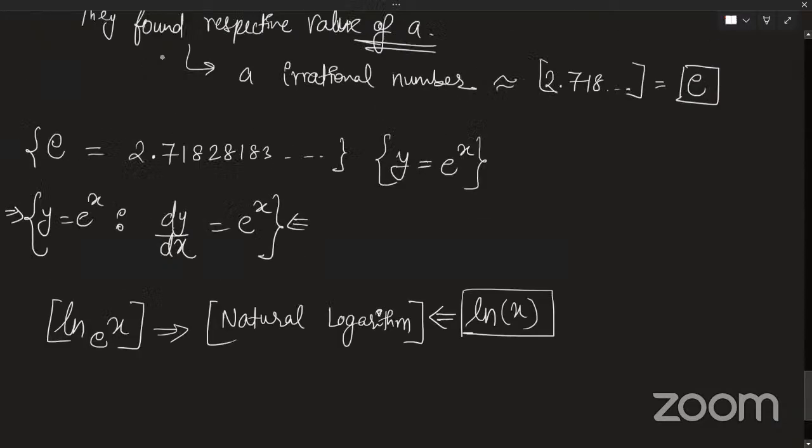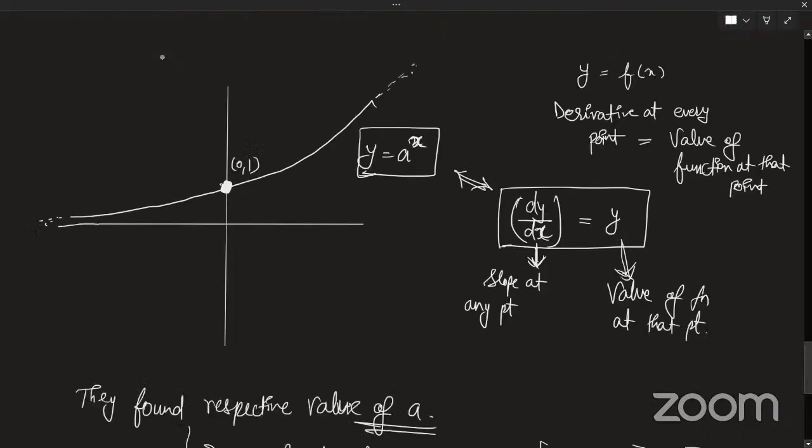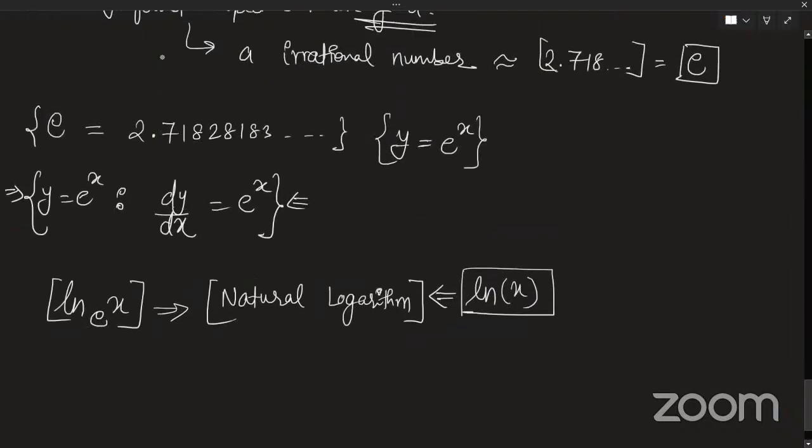So how will the graph of e raised to x look? Obviously, it will be like this only. It will be of the form a raised to x only. It will pass through (0, 1), but it will have a special property attached to it. The special property is that if I take any point on the curve, the slope of the tangent that I get will be equal to the value of y where the tangent is drawn. That is the speciality of this curve. So if y is equal to e raised to x, its derivative is also e raised to x.